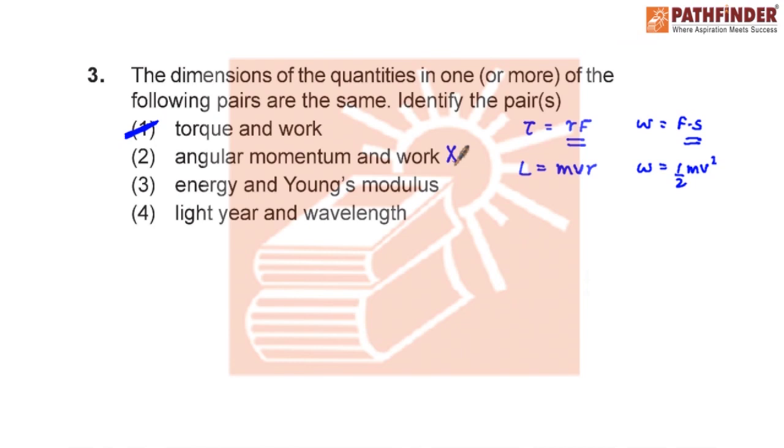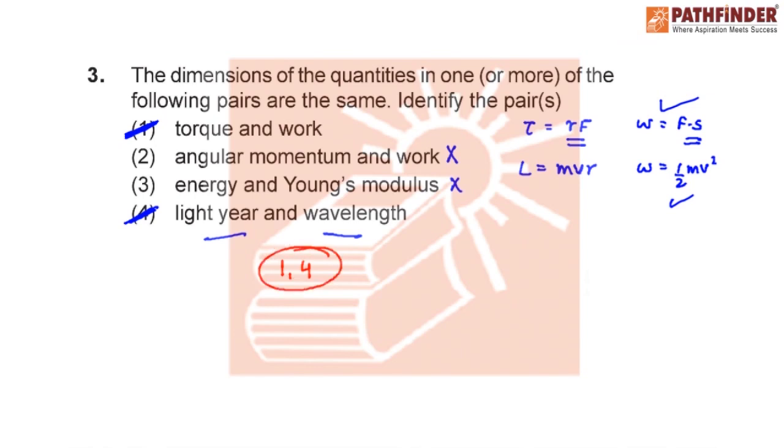Energy and Young modulus. Energy can be half mv square or F dot S. Young modulus is stress by strain, which is force upon area. Again they are incorrect. Light year and wavelength, they both are length, so they both will have dimension L. So this is correct. So for question number 3, option 1 and 4 are correct alternatives.